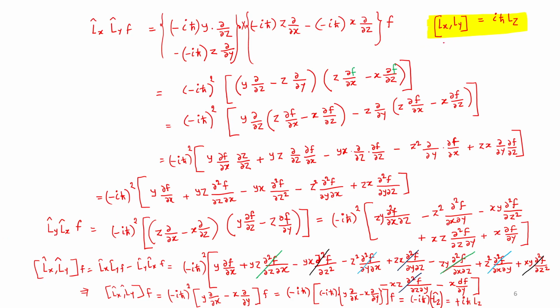Similarly, one can show that LyLz will be iħ Lx, right? But LzLy will be minus iħ Lx. So this is going in a circle. So then LzLx will be iħ Ly.